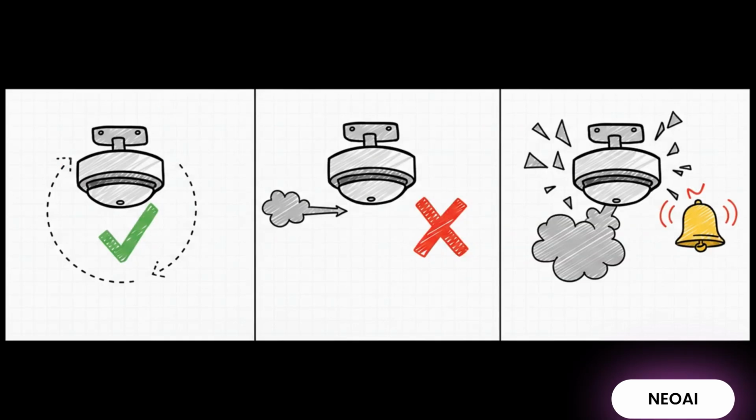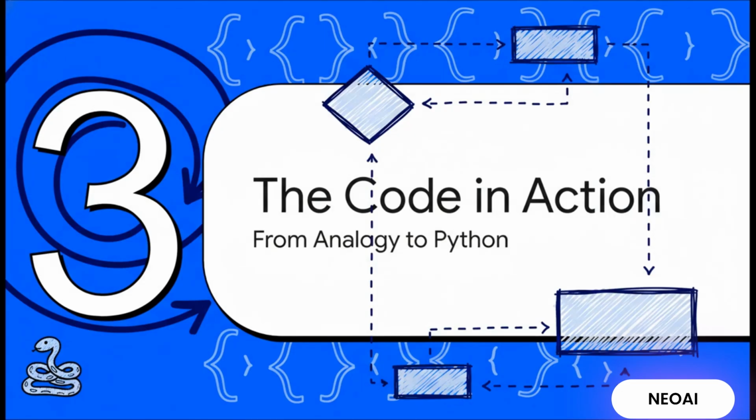And that's the trigger. The very second it detects a puff of smoke, that no smoke condition becomes false. The loop of silent checking doesn't just finish up. It stops dead in its tracks. It breaks, and a totally different action starts, sounding that loud alarm. That, right there, is the heart and soul of how a while loop works. Okay, so we've got the analogy down. Let's see how this really elegant logic translates from a smoke detector into actual working Python code.